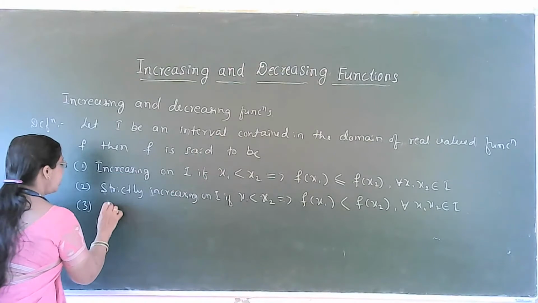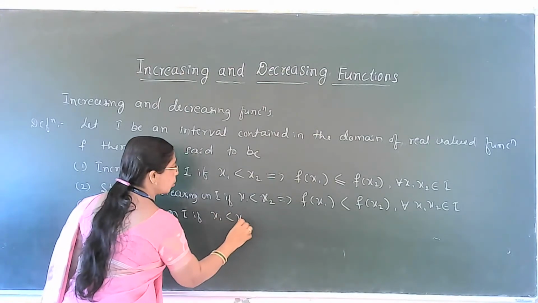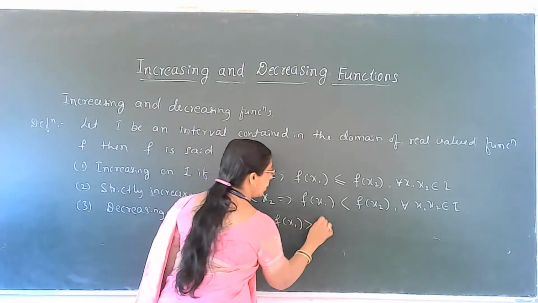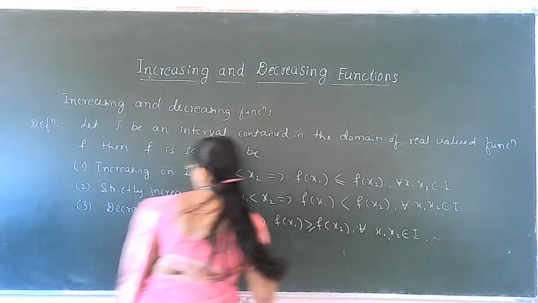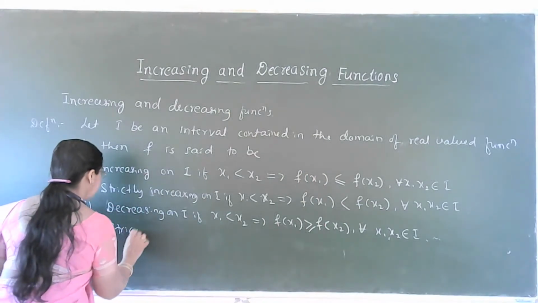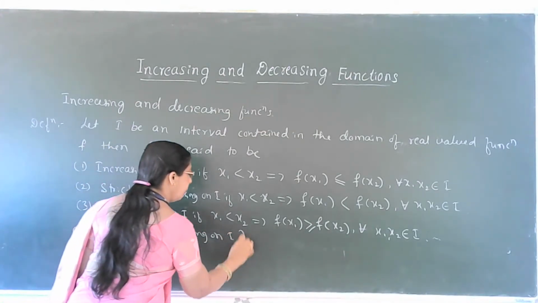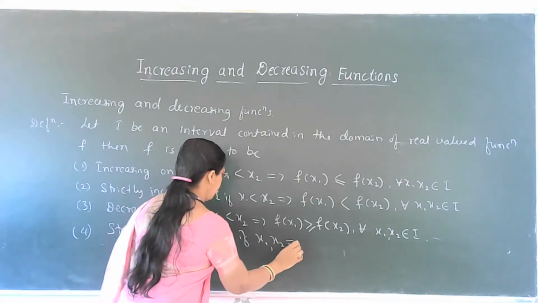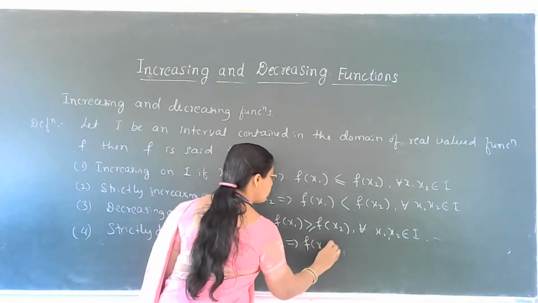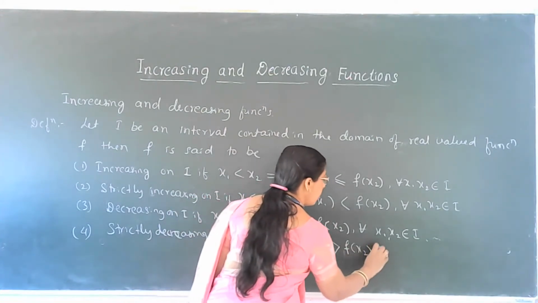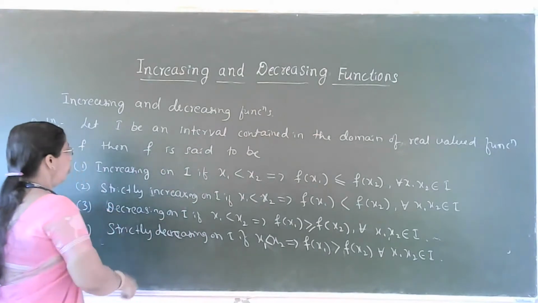In the same way, we can define decreasing on I: if x1 is less than x2, that implies f of x1 is greater than or equal to f of x2 for all x1, x2 belonging to I. And the fourth one, strictly decreasing on I: if x1 is less than x2, that implies f of x1 is greater than f of x2 for all x1, x2 belonging to I.